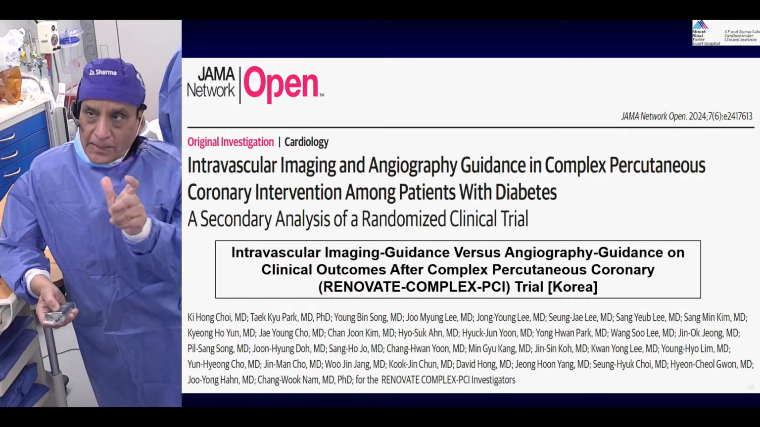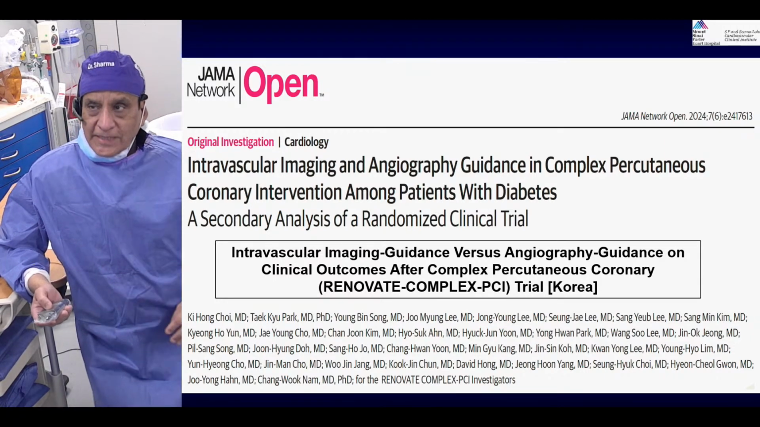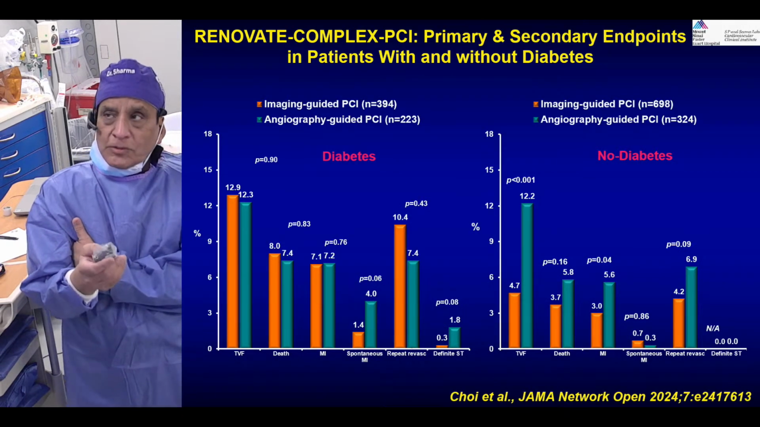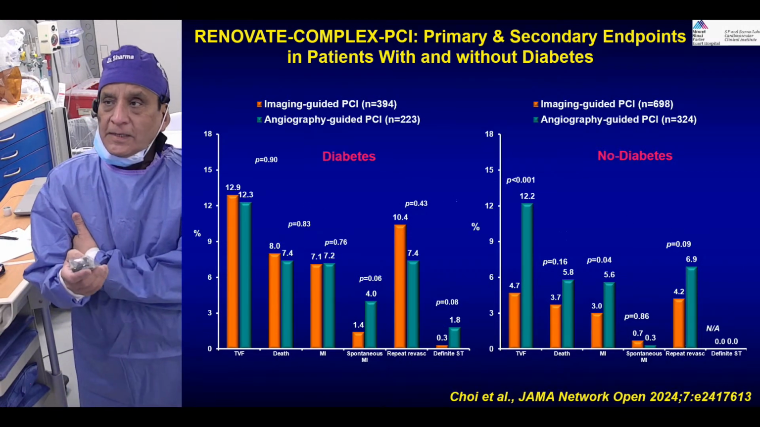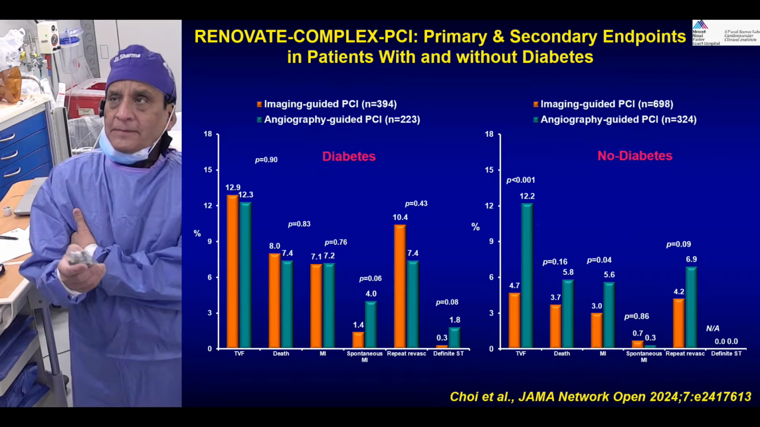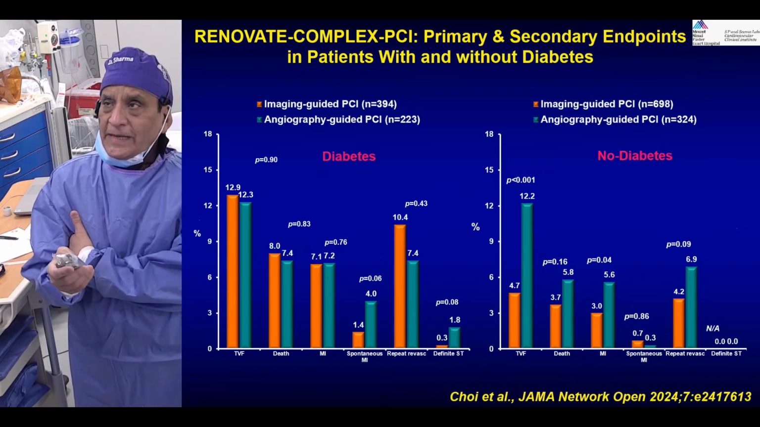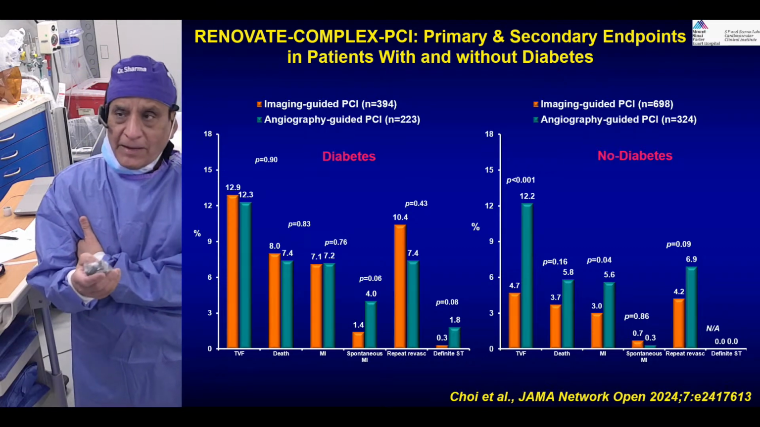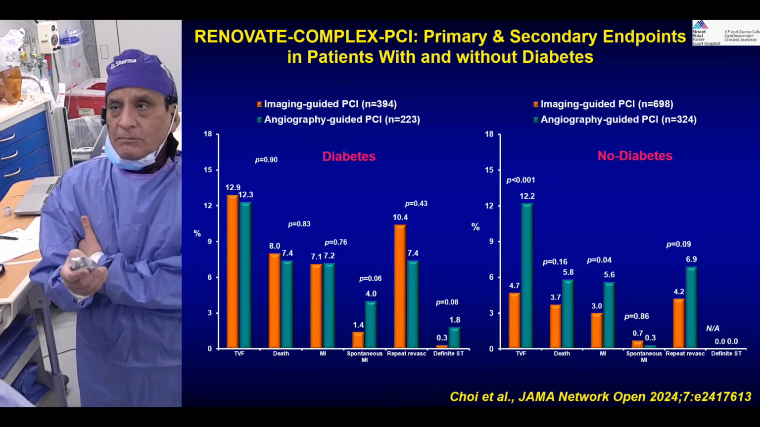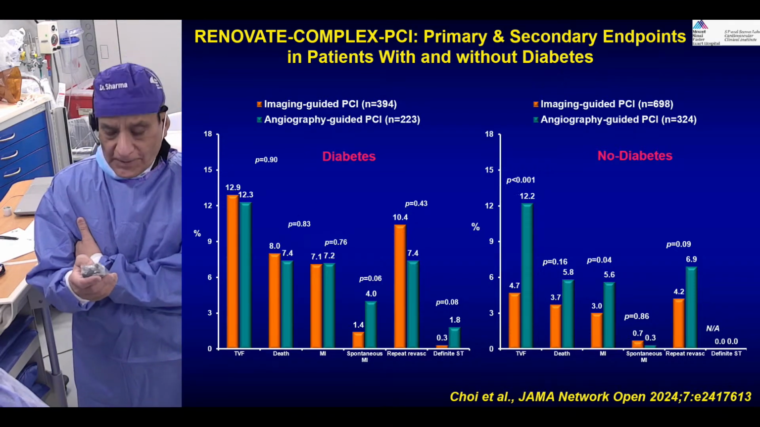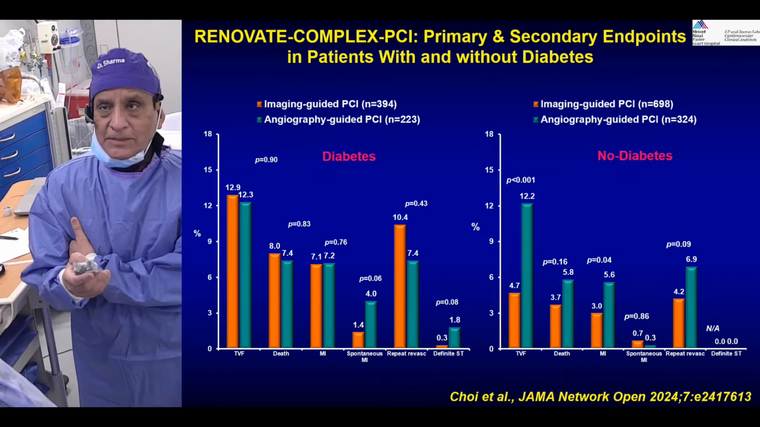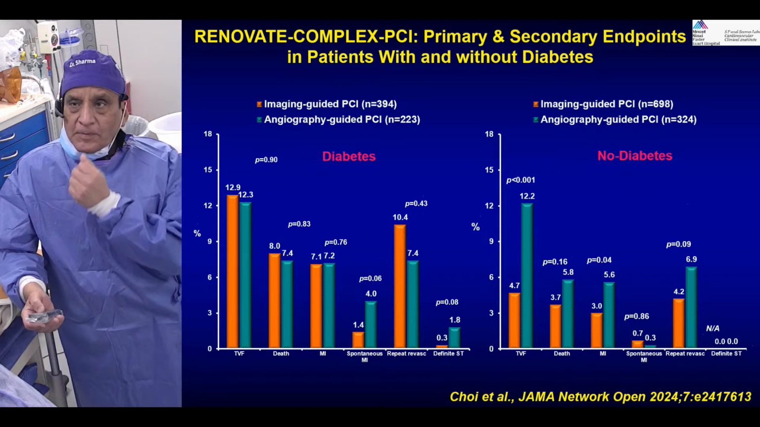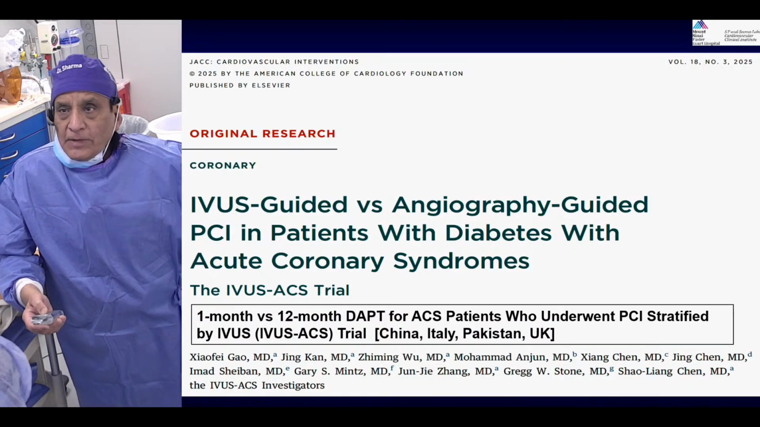Now, there is some little discrepancy in two of our studies. In RENOVATE-COMPLEX-PCI, when they compared diabetic versus non-diabetic, you saw the benefit of imaging, where the height of the brown bar is half of the angiography-guided PCI in non-diabetics, but in the diabetics there was no difference. Except that MI was different and stent thrombosis trended lower even in diabetic patients with imaging. They concluded that in diabetic patients we need to do something more: not only the treatment but also post-procedure optimization, medical therapy, and particularly glycemic control.